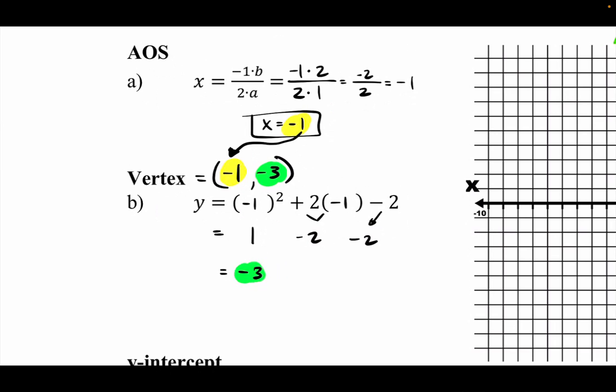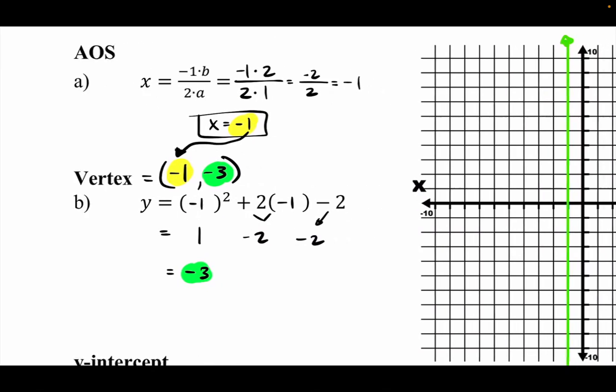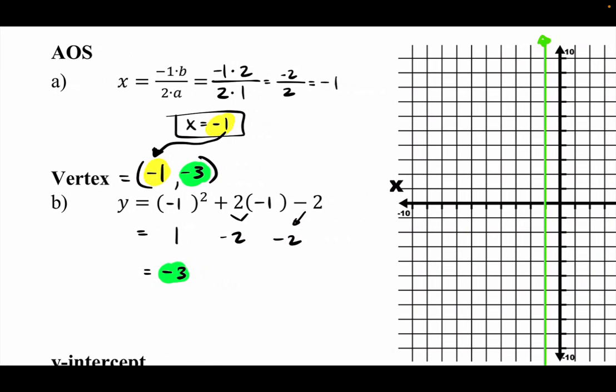Okay. So now I know my vertex. That's a dot. So I'm going to go make that dot. That dot is at -1, -3. Left 1, down 3. Remember, that's either going to be the maximum or the minimum. We don't know which one it's going to be yet. We'll figure it out, but not yet.